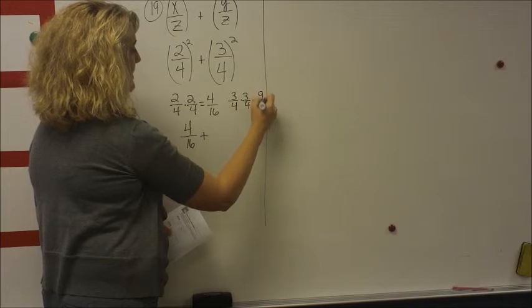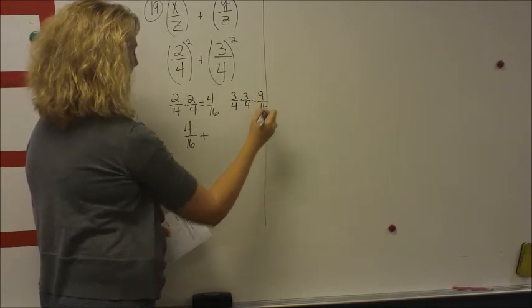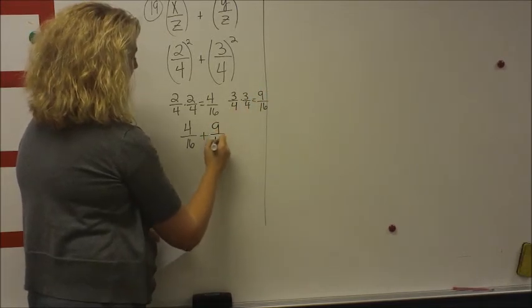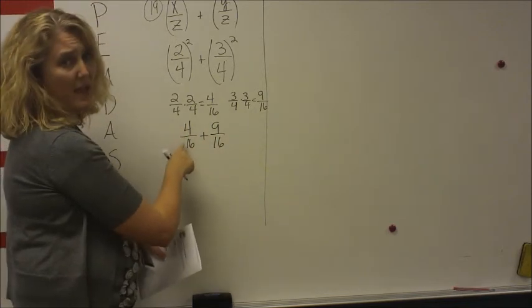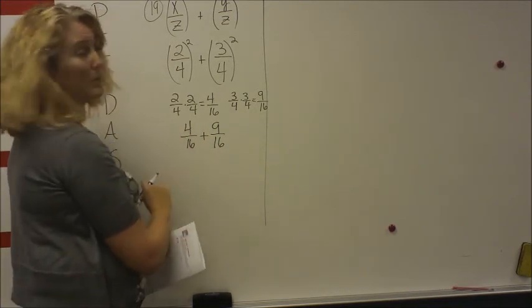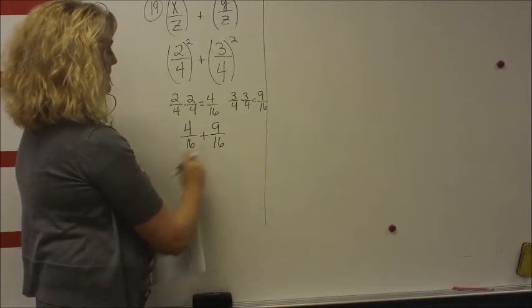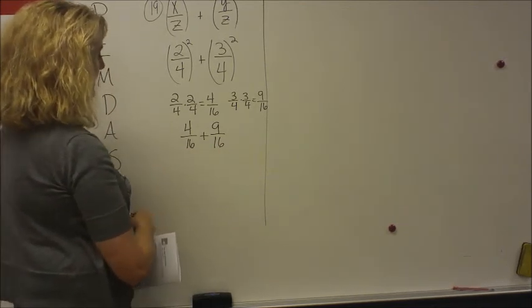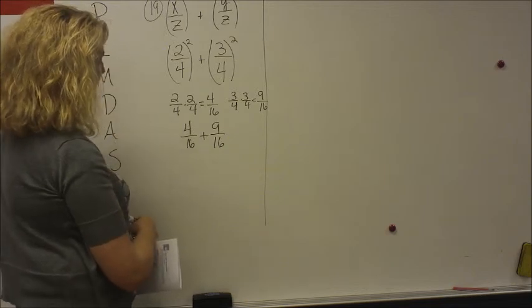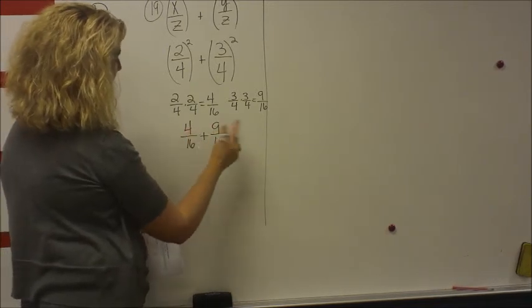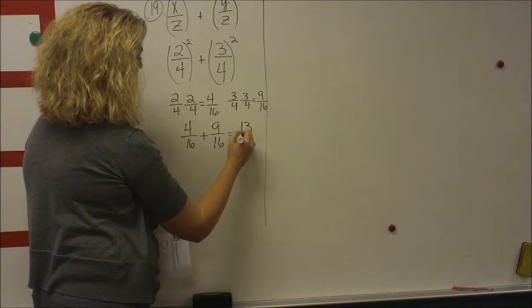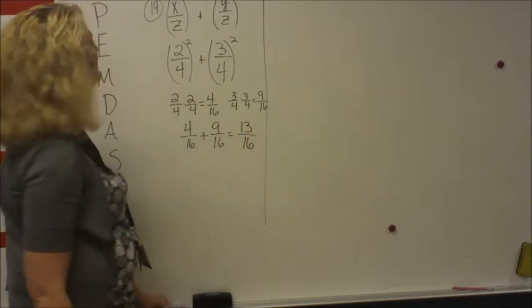3 times 3 is 9. 4 times 4 is 16. I bet some of you were screaming, you need to reduce that, you need to reduce that. But why did I not reduce it? Common denominators. Okay? Here we go. Add the numerators, 13 over 16.